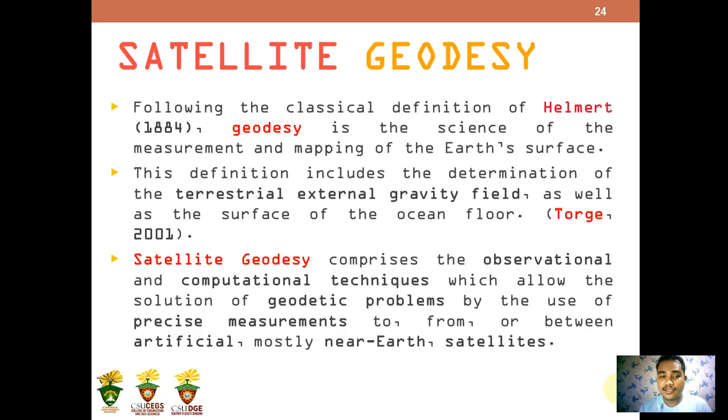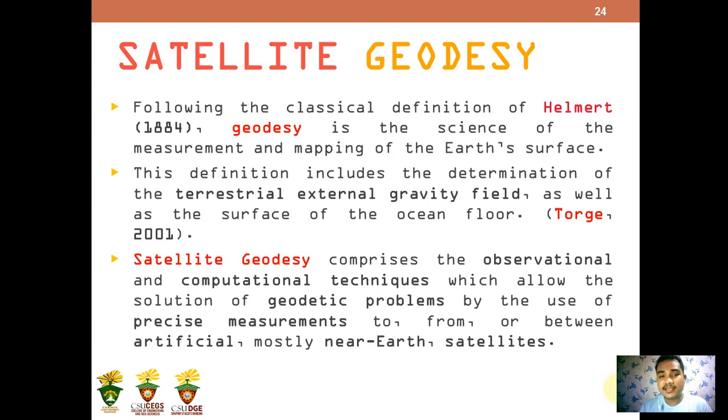The classical definition according to Helmert: geodesy is the science of the measurement and mapping of the Earth's surface. And this definition includes the determination of the terrestrial external gravity field as well as the surface of the ocean floor. So geodesy is already broad, a science of measurement and mapping of the Earth's surface that includes the external terrestrial gravity field.